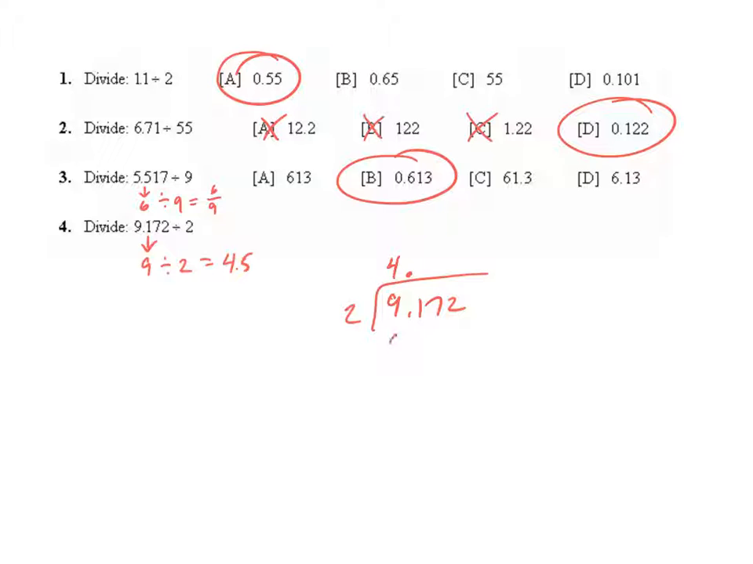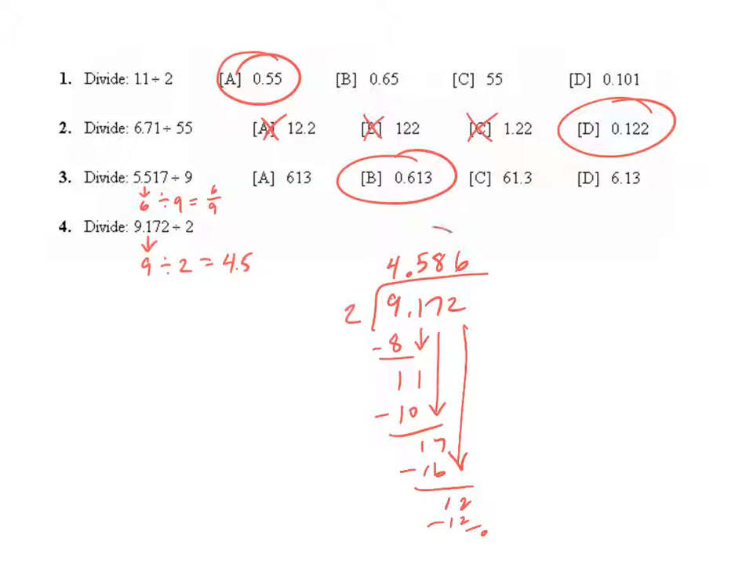2 goes into 9 4 times, and into 11 5 times. 17, 2 goes into 17 8 times, and then into 12 6 times with no remainder. So our final answer is 4 and 586 thousandths, which is very close to our estimate of 4.5.